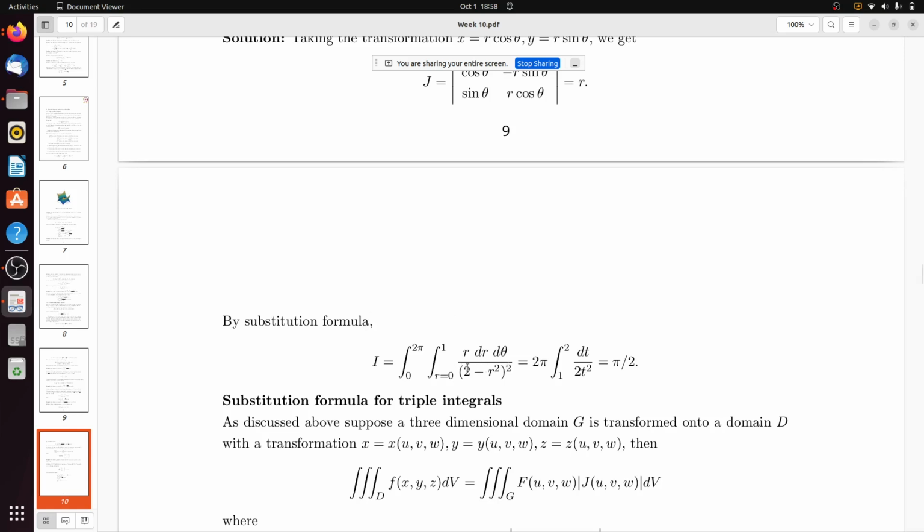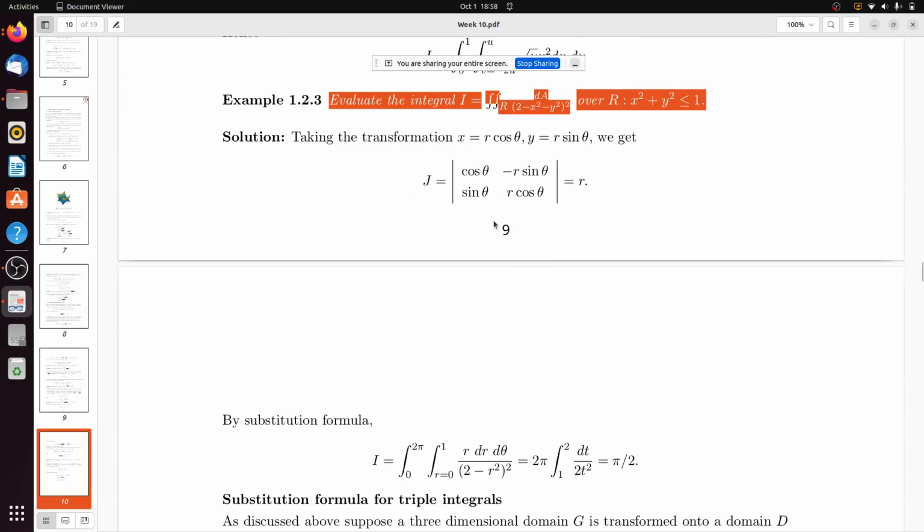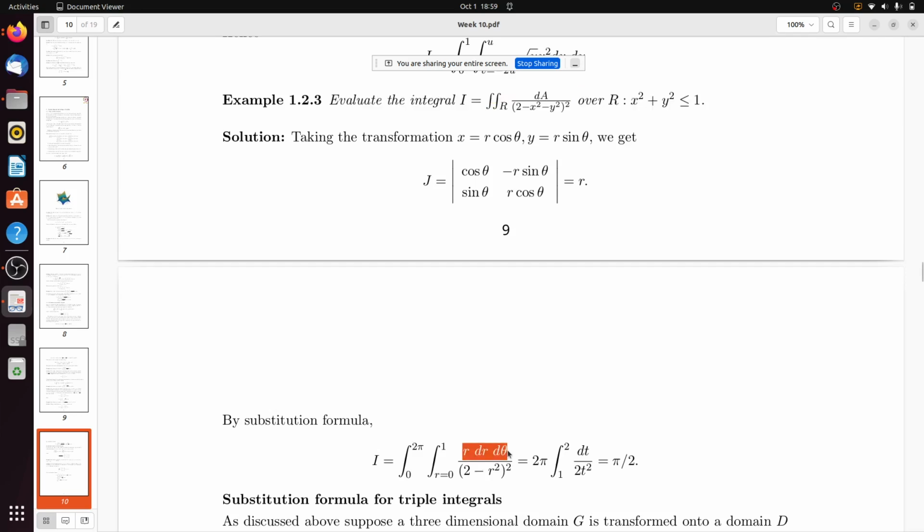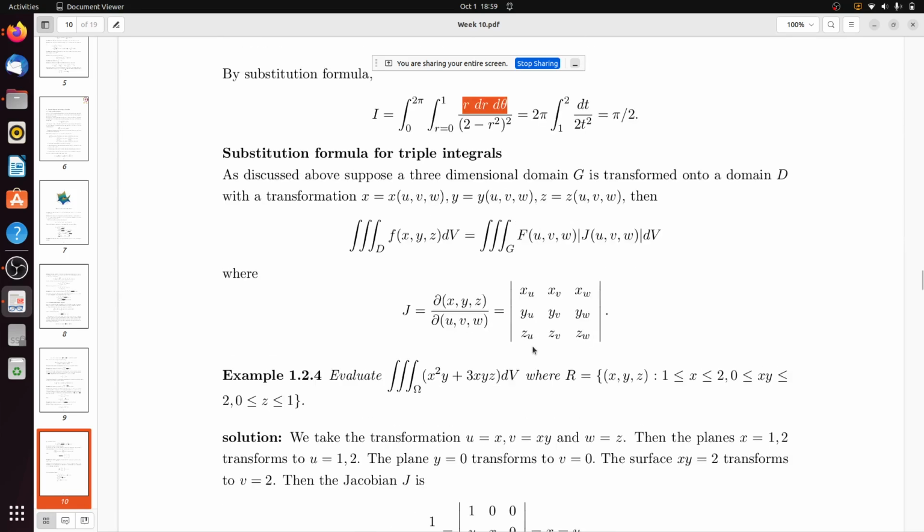That r is the dA term, the modulus of the Jacobian, modulus of r. For dA, that is dx dy, you will get r dr d theta divided by (2 minus r square) whole square. These terms are separable, so you can write the theta integration from 0 to 2 pi d theta, times the integral for r from 0 to 1 of r dr by (2 minus r square) whole square. If you put r square equal to t, we will get the desired formula.